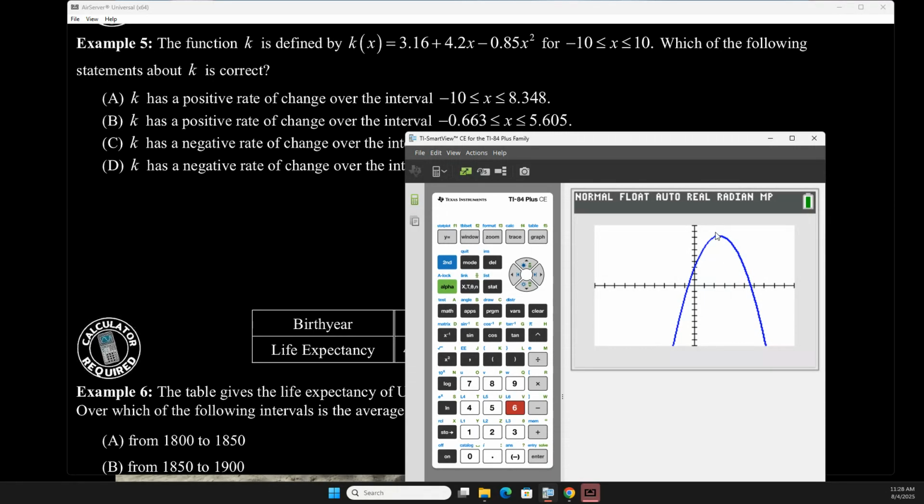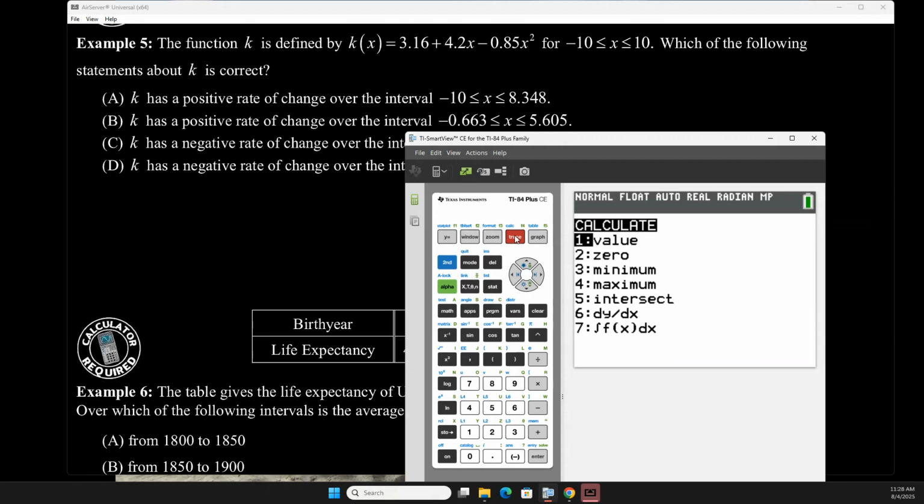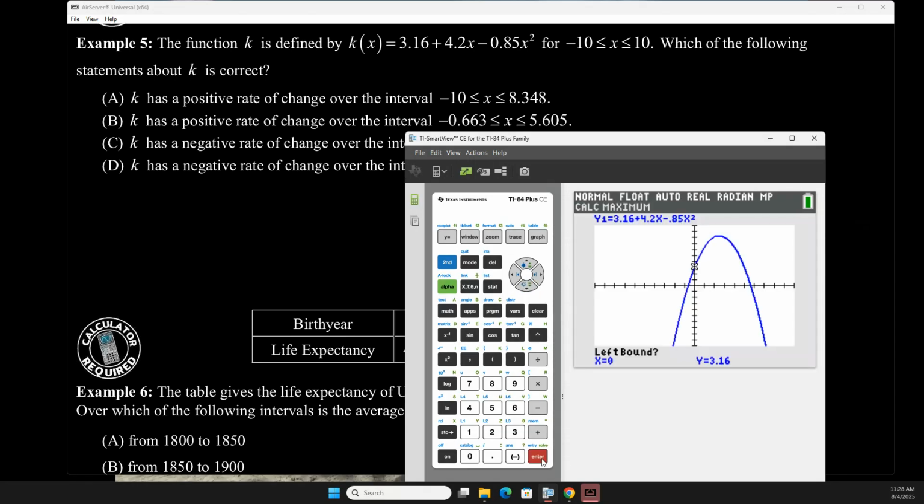Do you guys remember how you'd find this point right here? We want to find the maximum, yeah. So to find the maximum, we're going to calculate it. To calculate the maximum, you hit second and then trace. And then from here, I bet you could guess that you're going to choose maximum. Now, if it was a parabola, like the parent function parabola over there, where you have a minimum for your vertex, you would choose minimum. But in this case, we're going to choose maximum.